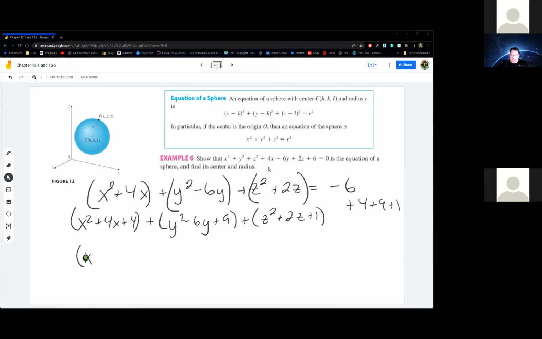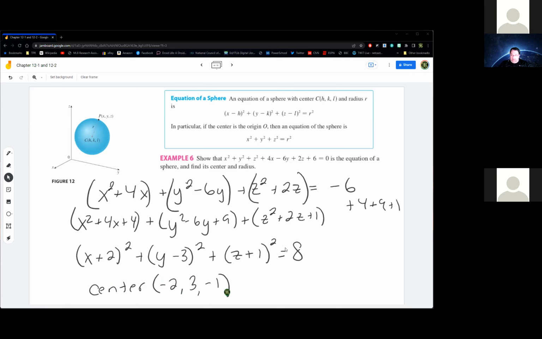So this becomes x plus 2, y minus 3, and z plus 1, all squared, equals 8. So we've got our center at -2, 3, -1, and my radius is the square root of 8. If you want to reduce it, it is 2 square root of 2. So you can really see how everything is basically just expanded from what we typically would do.